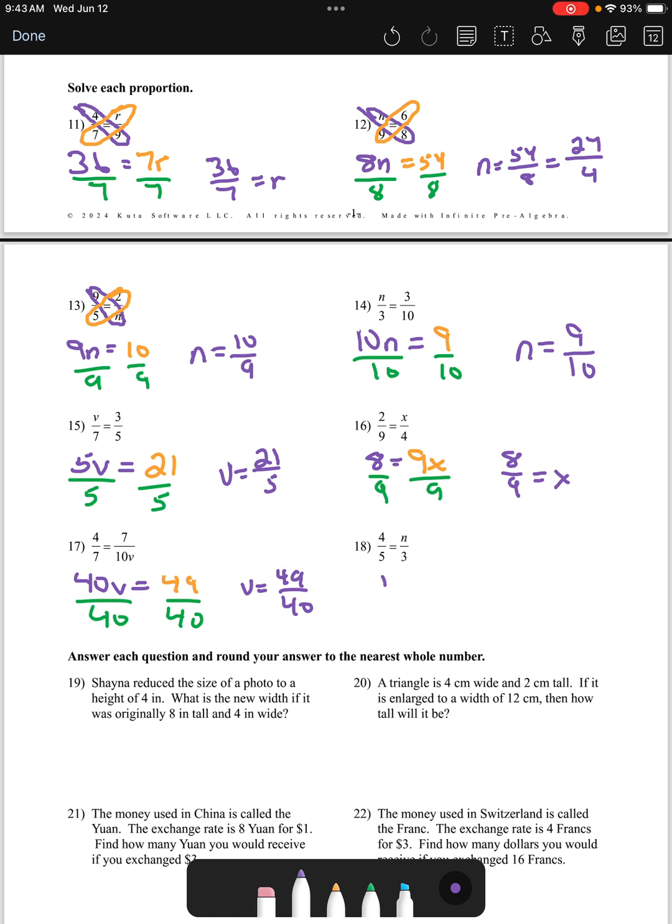And for number 18, down diagonal, 4 times 3 is 12. Up diagonal, 5 times n is 5n. Finally, divide both sides by 5 to get 12/5 equals n, and 12 and 5 have no common factors, so there's no simplifying.